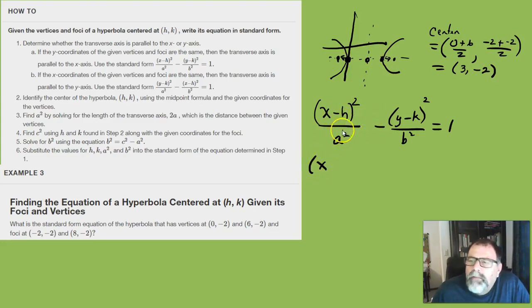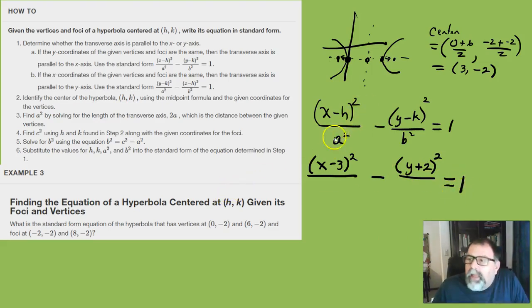So now I can plug in (x minus 3) squared. Okay, a we'll figure out in a minute. (y minus negative 2), so y plus 2. Remember, you just change the sign. You can think of it that way. Oops, you've got to figure out b equals 1. So now A is the distance from the center to a vertex. So if the center is at 3, -2, and this vertex was 6, -2, so that must be 3 units. So A equals 3. So 3 squared is 9.